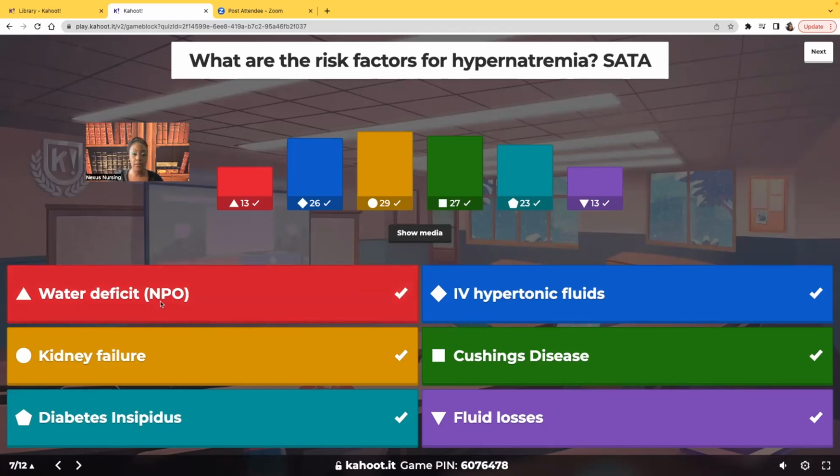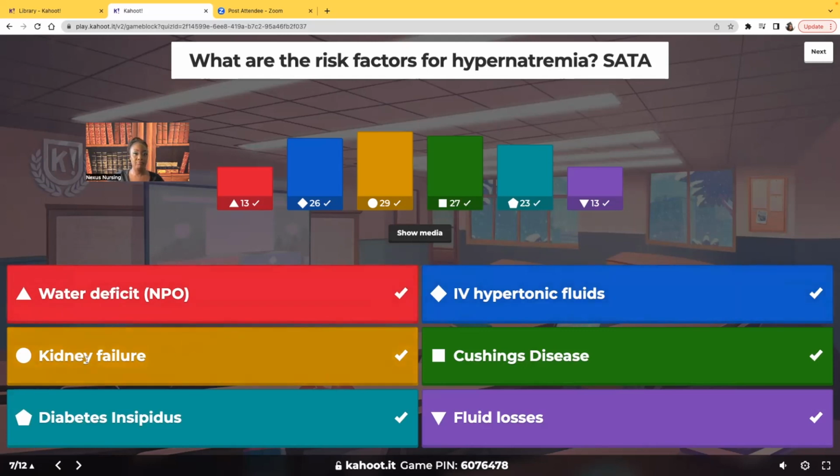Not having enough water. Just like when the patient was in fluid overload, they had too much fluids, it was able to dilute the sodium and the sodium would be low. Well, the opposite when the sodium's high. If they don't have enough fluids, if the patient's dehydrated, you can see that sodium increase. That can cause hypernatremia. Next, IV hypertonic fluids. If this patient's getting a whole bunch of fluids with sodium in it, guess what? It's going to increase that patient's sodium levels.